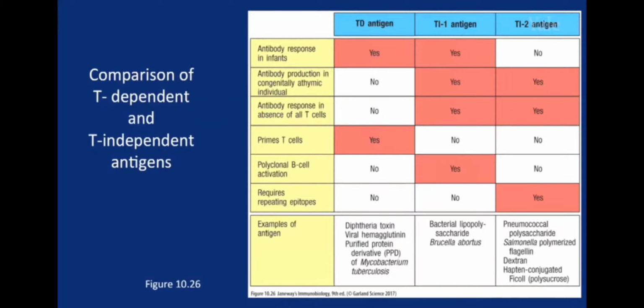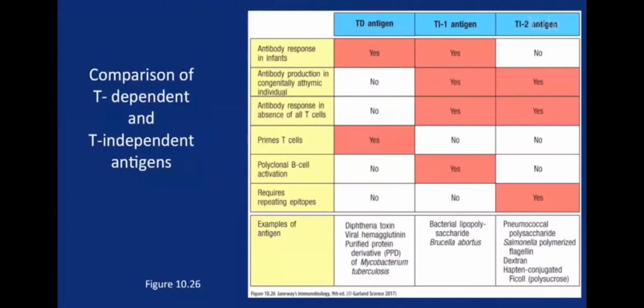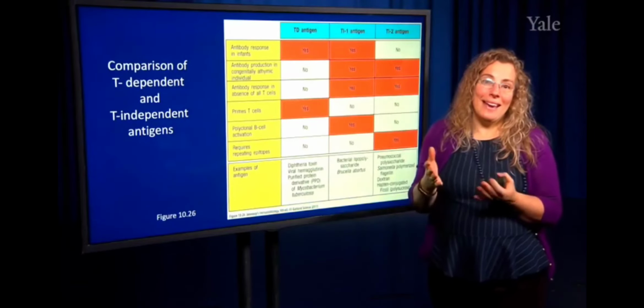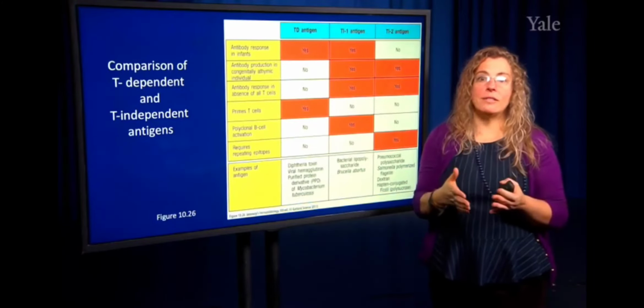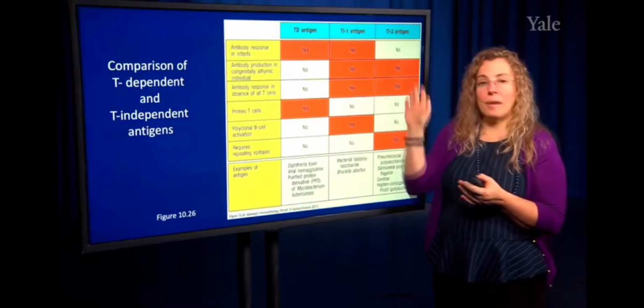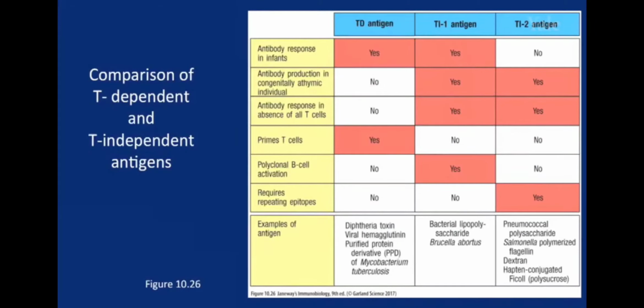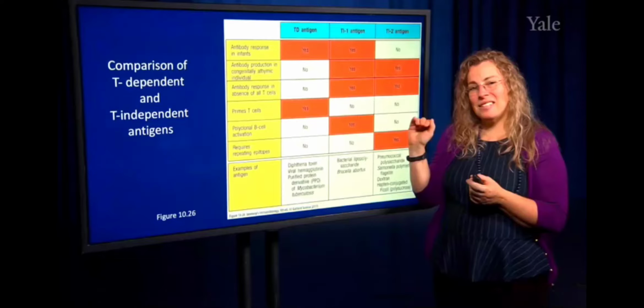Now, antibody response in infants. You can get antibodies very early after a baby is born if they are challenged with some infection to a T-dependent antigen. You can also get it to a T-independent type 1, but not type 2. I'll come back to that. If you have no T cells, you don't make antibodies to T-dependent antigens because those B cells require T cell help, and they'll never get activated and they'll never make antibody. But if you don't need T cell help, then you can get antibodies to the different T-independent 1 and 2 antigens. Of course, it's really only the B cells that respond to T-dependent antigens that actually prime T cells, because these B cells don't ever interact with T cells, so they're not going to prime them.